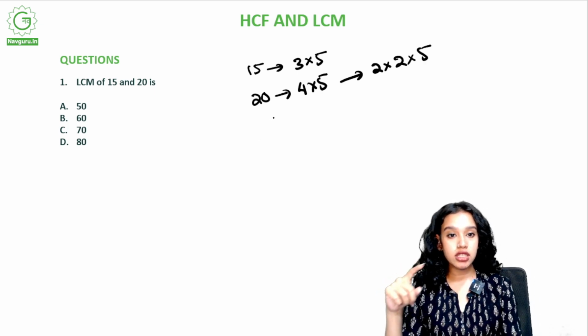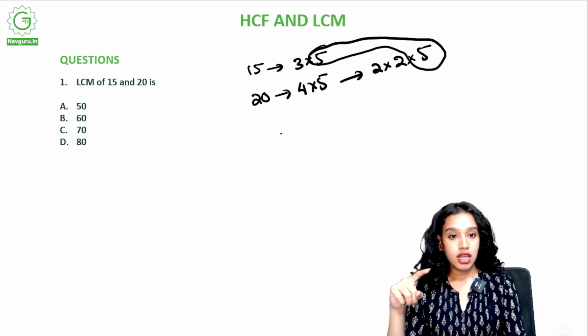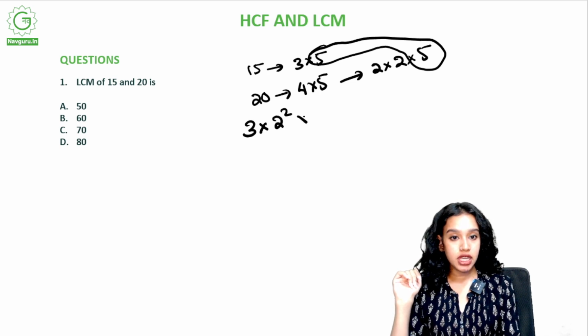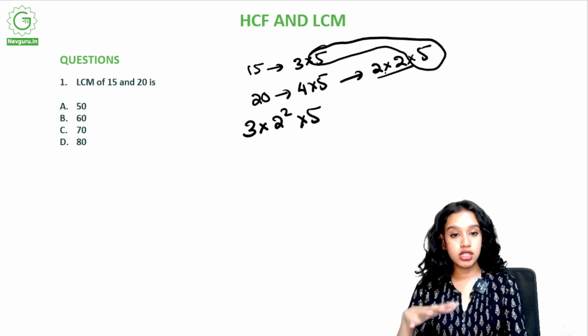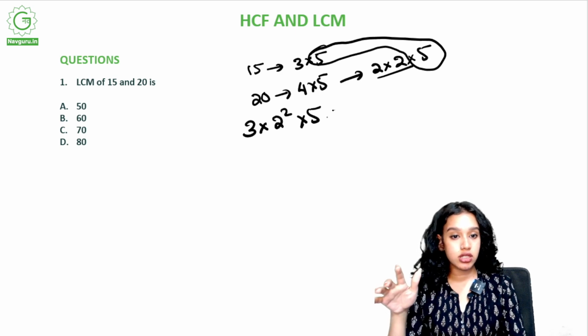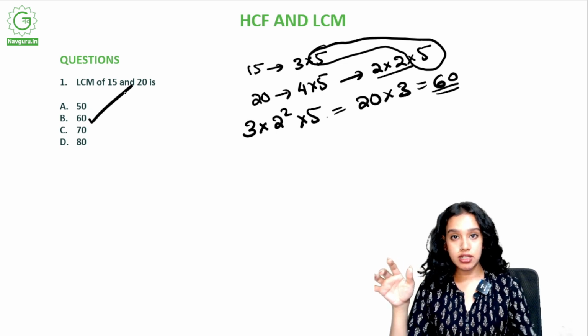So what are the common factors here? We have 5 in common. So we'll write it out as 3 into 2 square into 5. We have two 2s here, so it's written as 2 square into 5. So 5 into 4 is 20, 20 into 3 gives us 60, and 60 is the answer for this question.